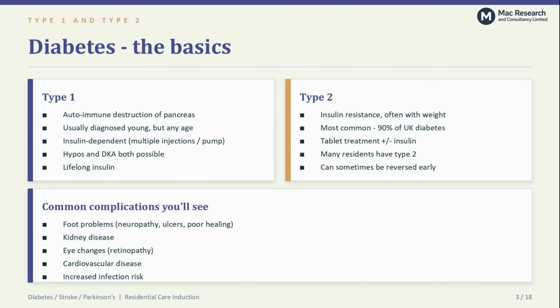Diabetes basics. 2 main types and the implications for care. Type 1. Autoimmune destruction of insulin-producing cells in the pancreas. Usually diagnosed in childhood or young adulthood but can occur at any age. The person produces no insulin and is dependent on insulin therapy, either multiple daily injections or an insulin pump. Both hypoglycemia, low blood sugar, and DKA, diabetic ketoacidosis, severe high blood sugar with ketones, are real risks.